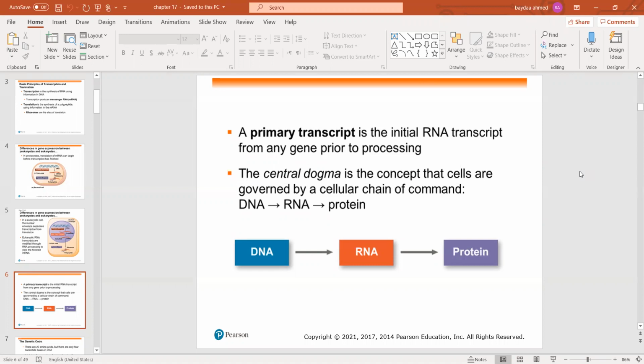To summarize, genes program protein synthesis via genetic messages in the form of messenger RNA. Put another way, cells are governed by a molecular chain of command with a directional flow of genetic information: DNA, RNA, protein. So DNA is transcribed to RNA and then translated to protein. This idea that the flow of information went only one way was named the central dogma by Francis Crick in 1956.